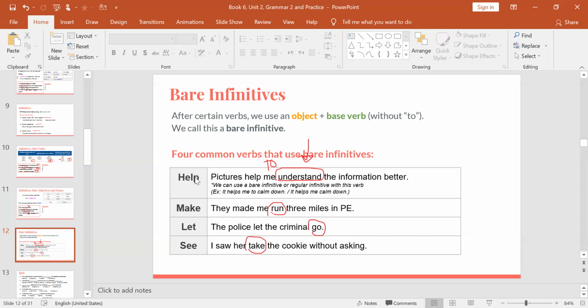But in these exceptional cases, with the other verbs, make and let and see, the "to" is dropped. So, "They've made me run 3 miles." "They let the criminals go." "I saw her take the cookie without asking." This is the bare infinitive. So these are the rare exceptions where the infinitive and the base verb are one and the same. This is the exception to the rule, and we call this exception to the rule bare infinitives.